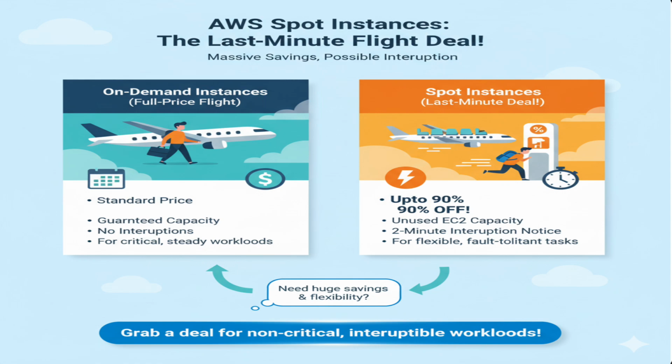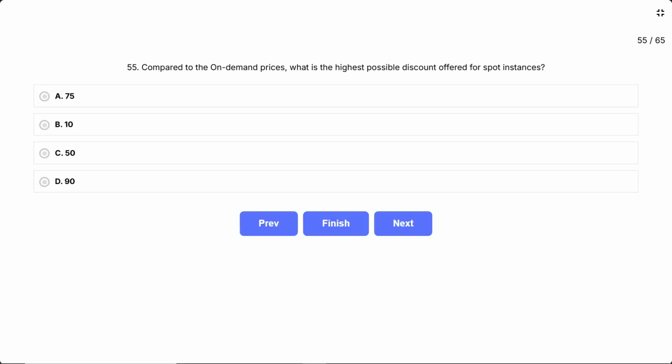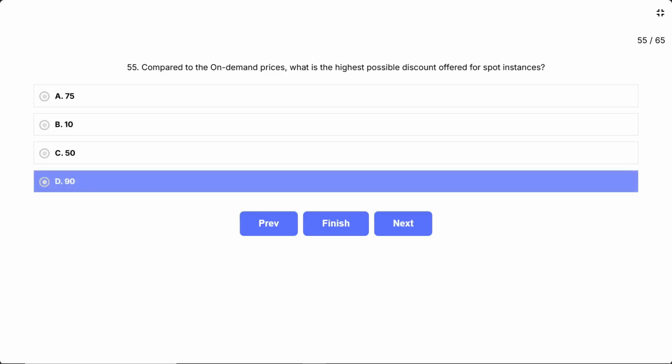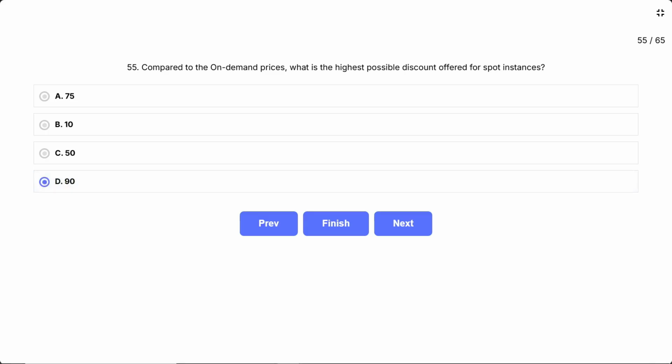Think of spot instances like last-minute flight seats that airlines sell at huge discounts to fill empty capacity. AWS has unused EC2 capacity sitting idle, so they offer it at massive discounts to anyone willing to accept that their instance might get interrupted with just a 2-minute warning. The correct answer is D, 90. Why option D is correct?